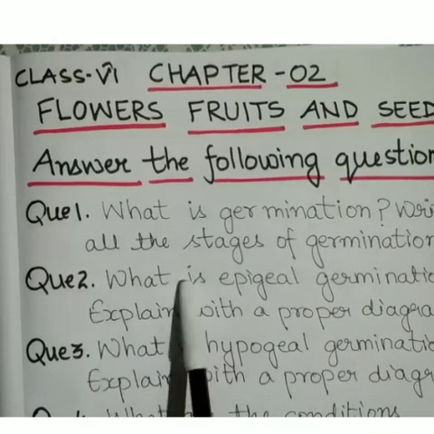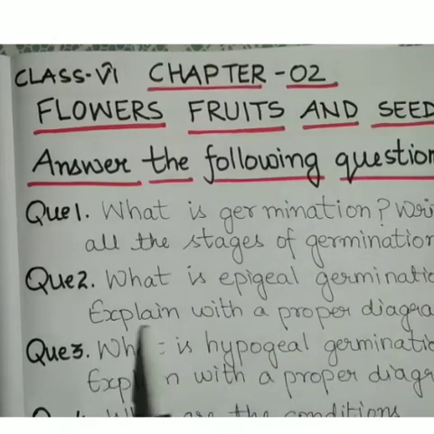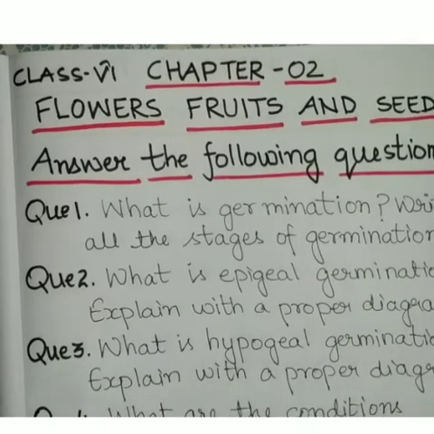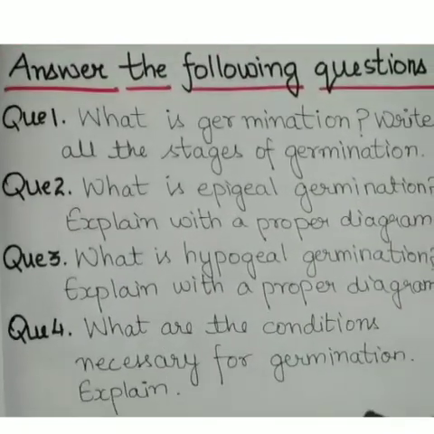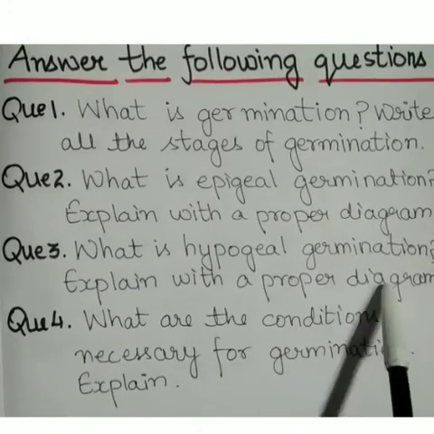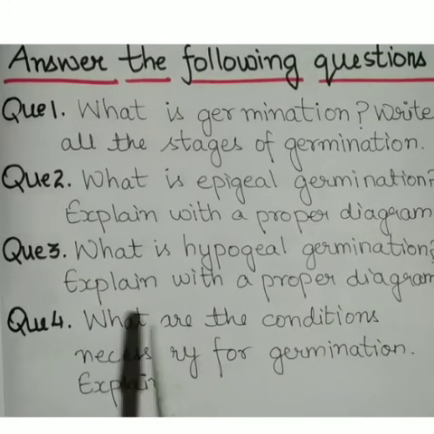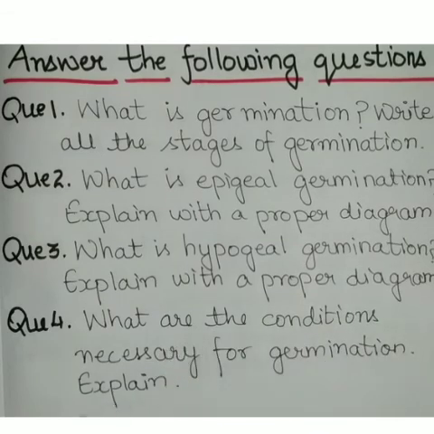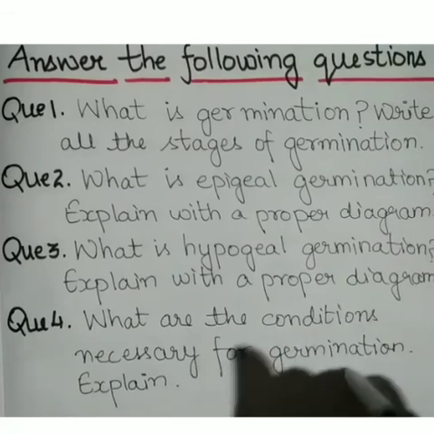Then question number 2, what is epigeal germination? Explain with a proper diagram. Then question number 3, what is hypogeal germination? Explain with a proper diagram. And then question number 4 is, what are the conditions necessary for germination? And you have to explain each and every condition.